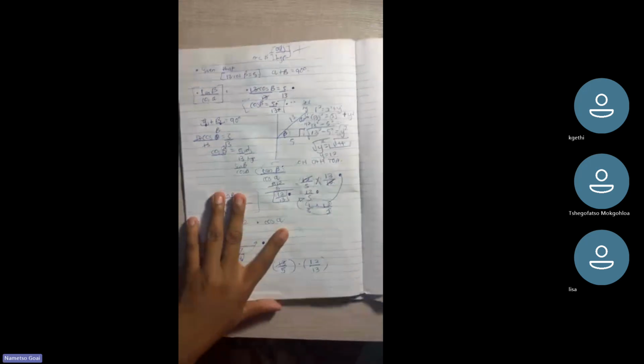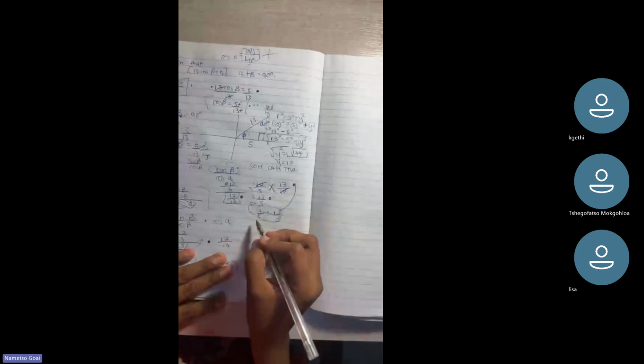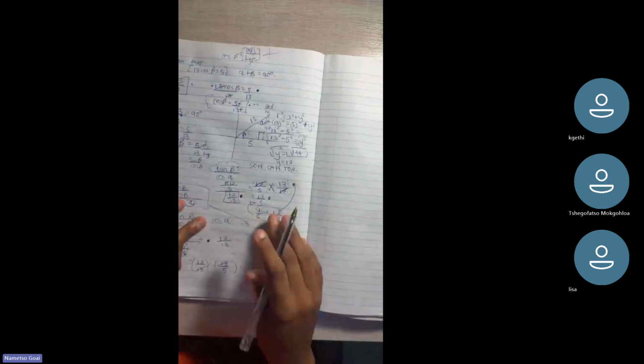Okay, wait. I think, yeah, I can see where the mistake is. Remember, if we have sine beta divided by cos beta multiplied by cos alpha, initially it was written as this, ne? Let's try just working it out immediately from this point, right?